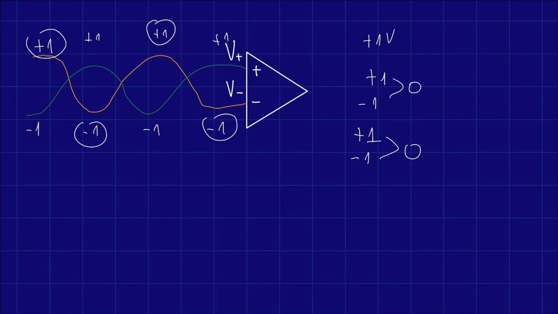I hope this gave you an in-detail explanation of what differential mode noise is and what to do to minimize the disturbance.